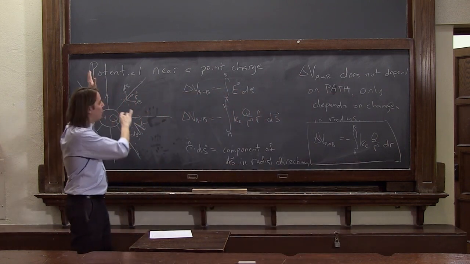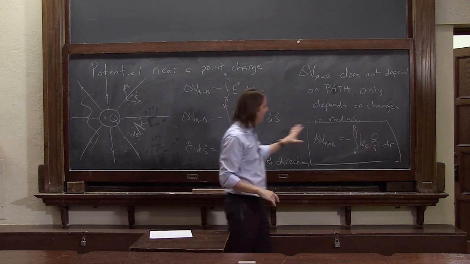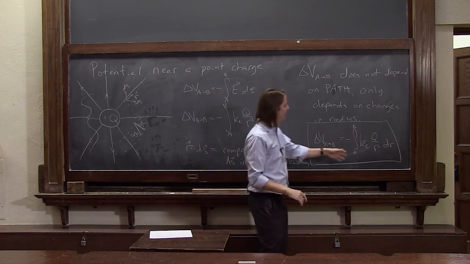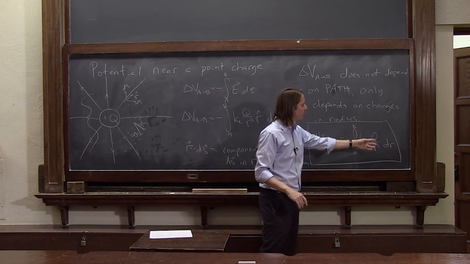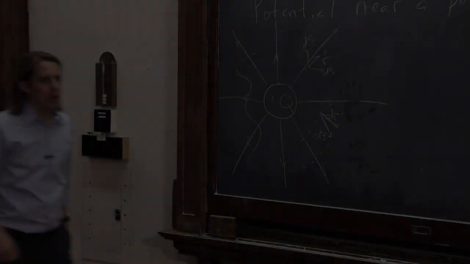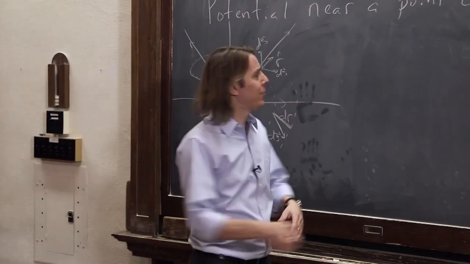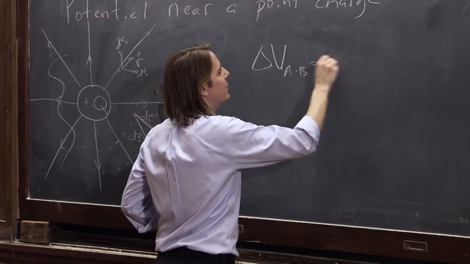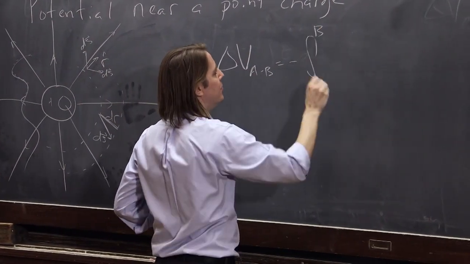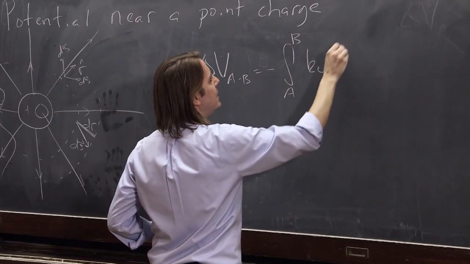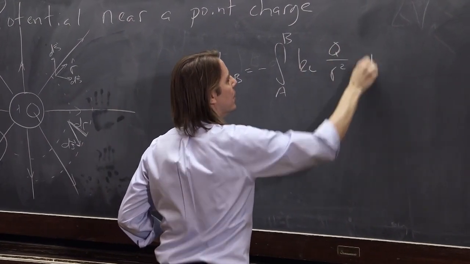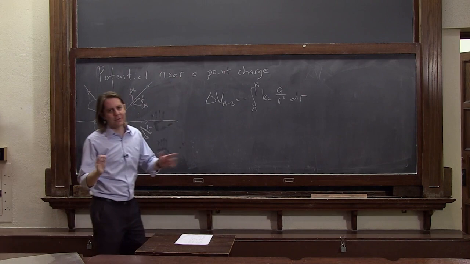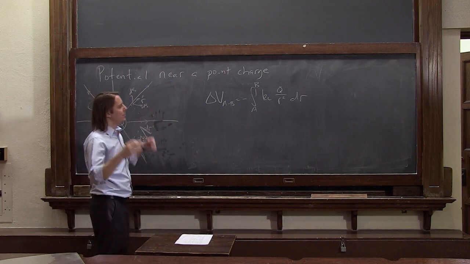So there, finally, we've done what we said we were going to do. The potential near a point charge. Minus integral from A to B of K, Coulomb's constant, Q over R squared, dr. We have the potential, oh, we still have to do the integral. Oh my gosh, delta V A to B equals minus integral from A to B of K_E Q over R squared dr. Got rid of all the nasty vector stuff and everything. Now we just do the integral.